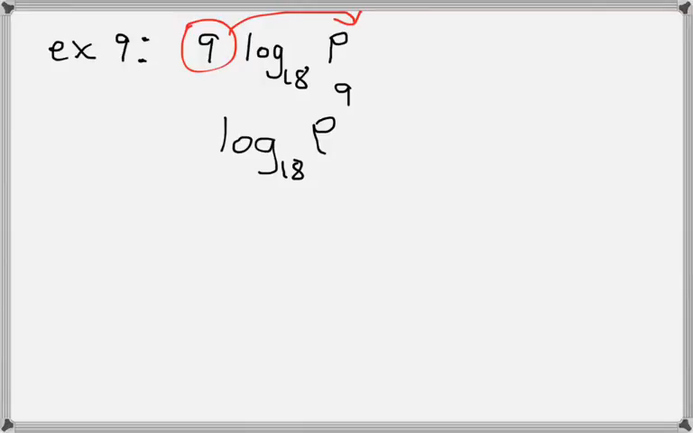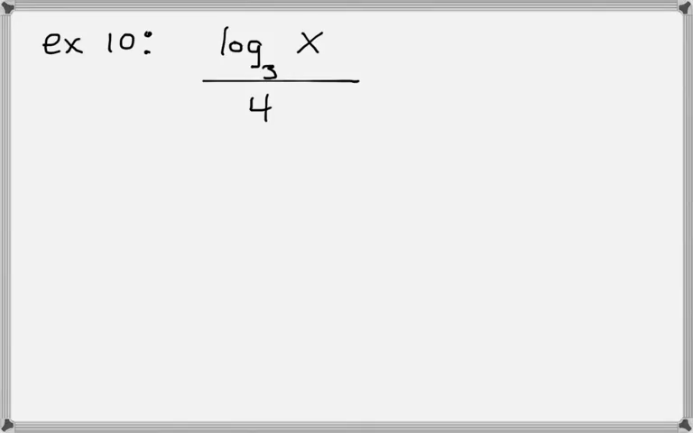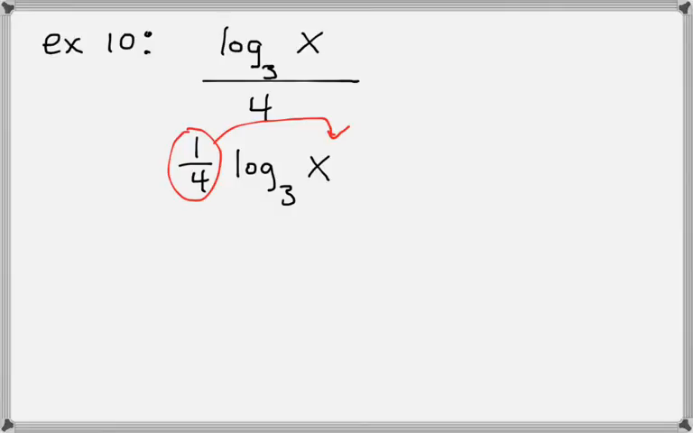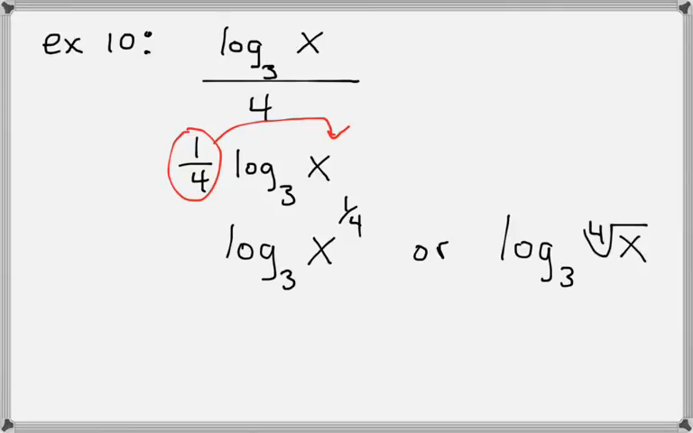Let's look at one last example. Here we have a log base 3 of x, all divided by 4. Well, that's the same thing as 1 over 4 times the log base 3 of x. Now it matches our power property. We can take this coefficient and move him up top to be an exponent. So that would leave us with a log base 3 of x raised to the 1/4. The 1/4 power is the same thing as the 4th root. So we could write that as log base 3 of the 4th root of x, and either of those would be an acceptable final answer.